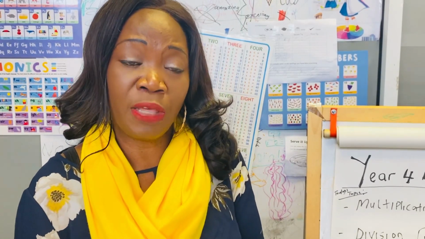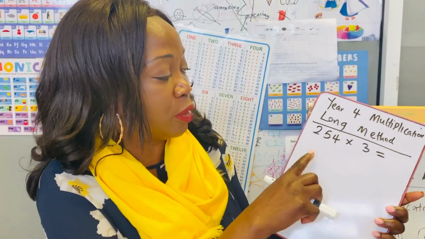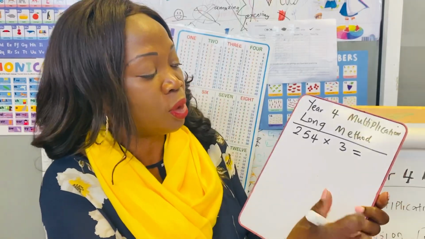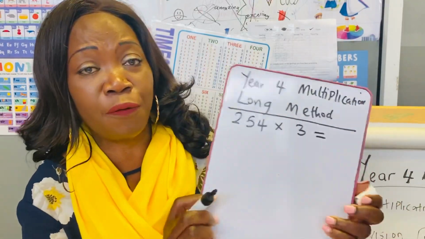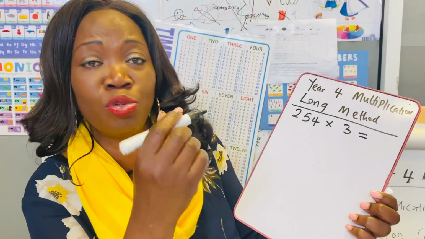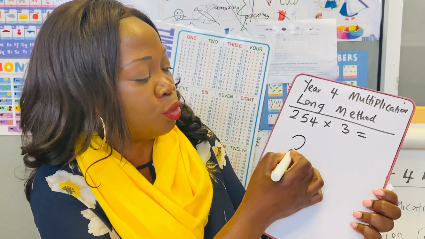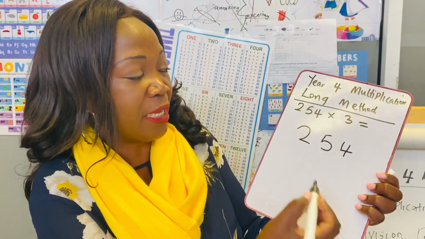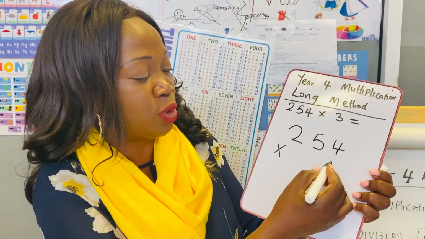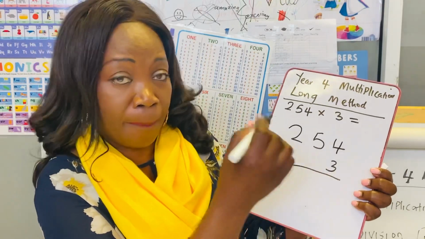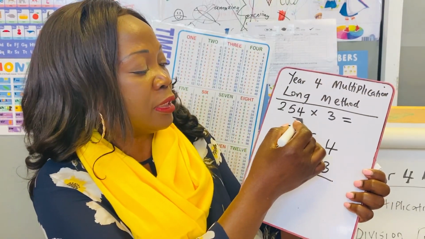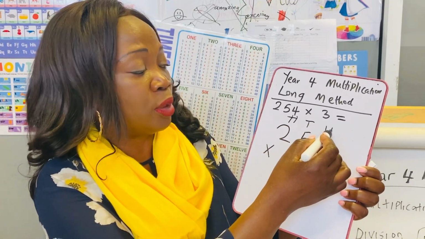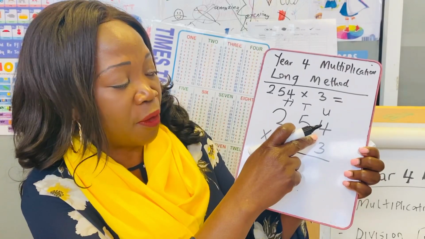So the first question is 254 times 3. If you've been given this type of question, I would like you to write it in a column method to make it easier for yourself. Make sure that you align it properly. So this is the hundreds place, this is the tens place, and this is the units. And we always start from the units.